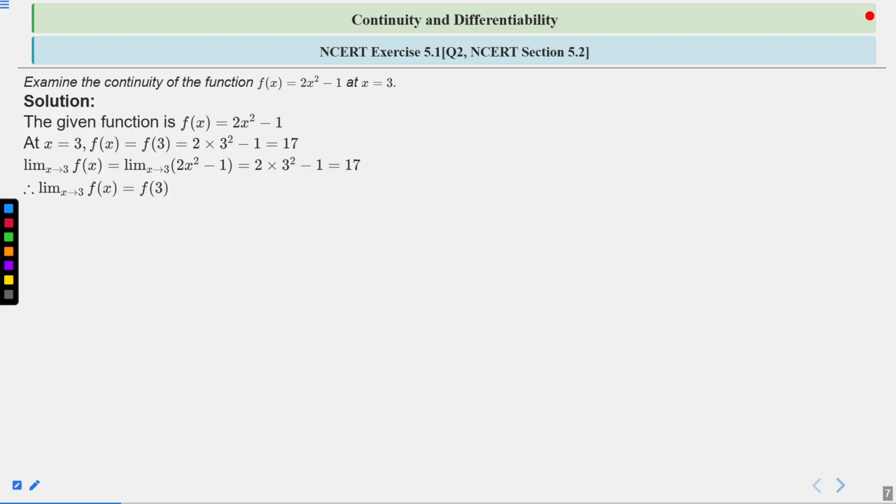Therefore, the limit as x tends to 3 of f(x) will be equal to f(3). Thus, f is continuous at x equal to 3. Thus, we can say easily that the function f is continuous at x equal to 3. Got it?